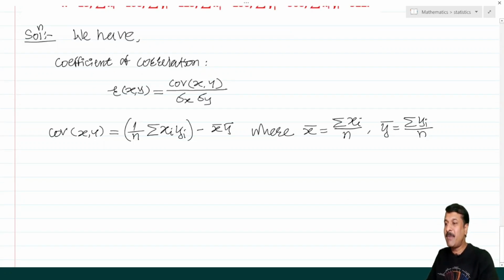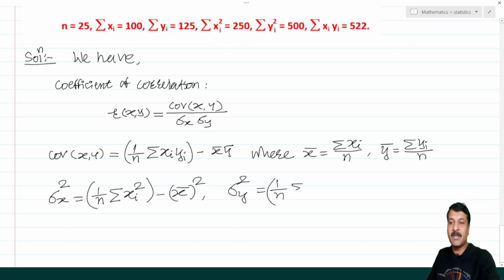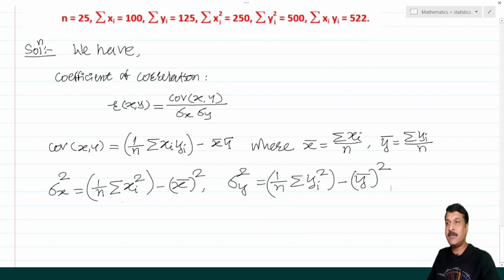Also, what is sigma x square? By the given values you decide the formula: 1 by n summation of xi square minus x bar square. Also sigma y square equals 1 by n summation of yi square minus y bar whole square. So one by one you find the value.